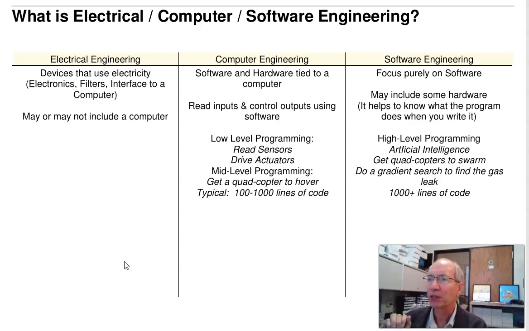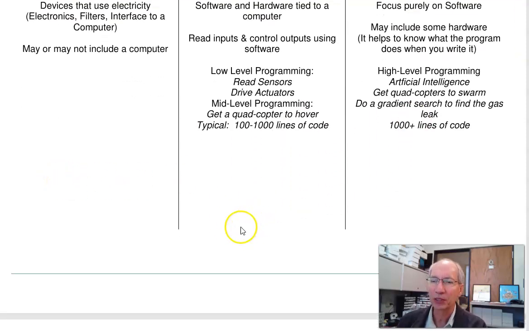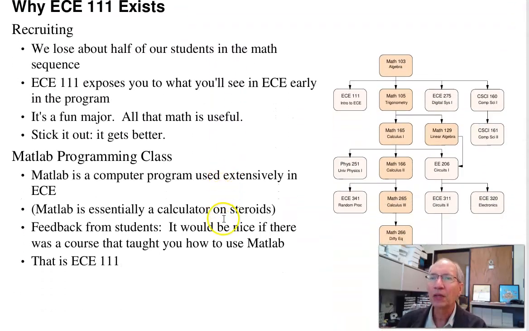Software engineering focuses primarily on software. It may include some hardware. It kind of helps to know what the program does when you write it, and looks at high-level programming, such as artificial intelligence, getting a quadcopter to swarm, do a gradient search, find a gas leak, typically 1,000+ lines of code. So this is an introduction to what's offered in the electrical computer engineering program at NDSU, all three of these majors.